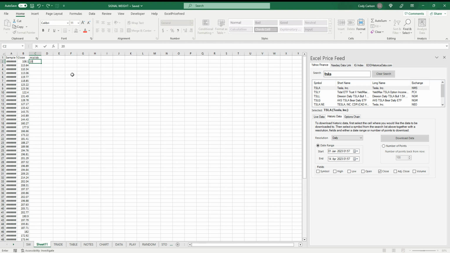The middle Bollinger Band is just a 20 moving average. So what you're going to do is calculate 20 moving averages. We're going to say equals the average of the last 20 closing prices. So average, boom, that's done.